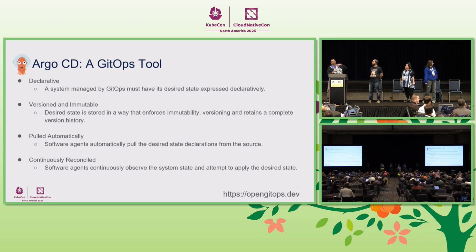It's pulled automatically, meaning that it doesn't rely on an event. It's not an event-based system. It basically runs every 3 minutes to check if there's a change in your source of truth, in Git. It's continuously reconciled. I said that like the 3 minutes type of loop.